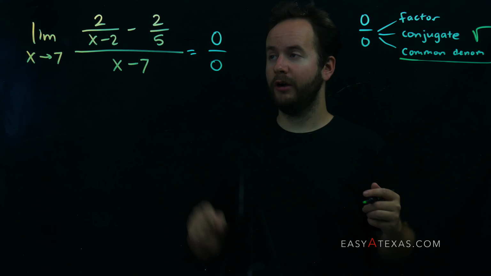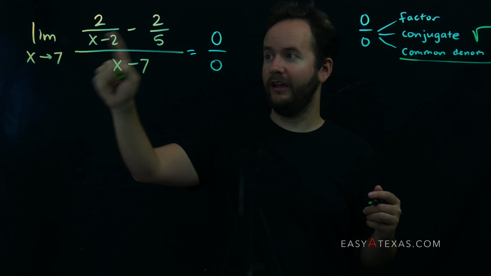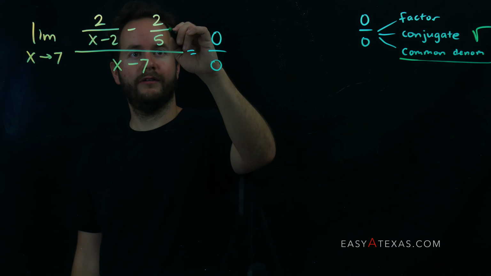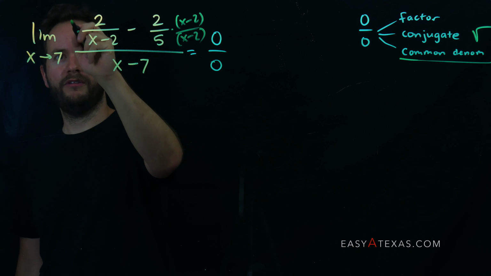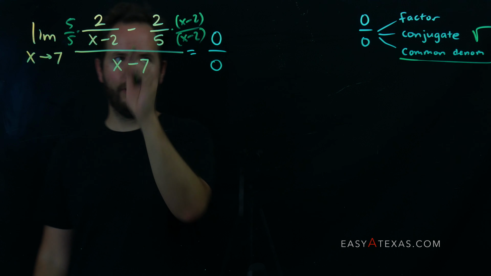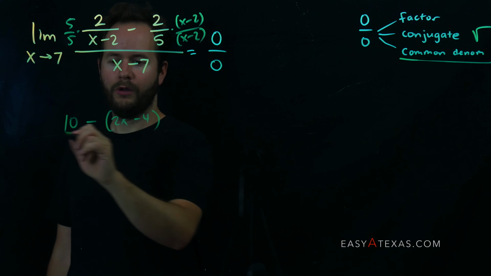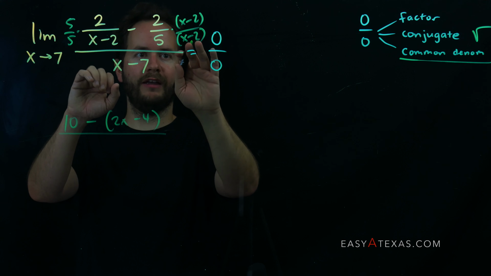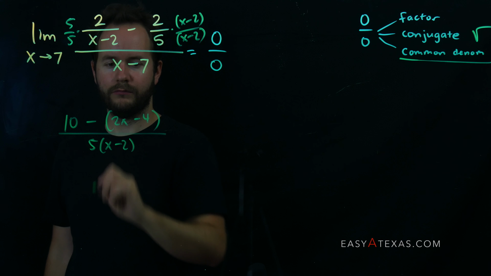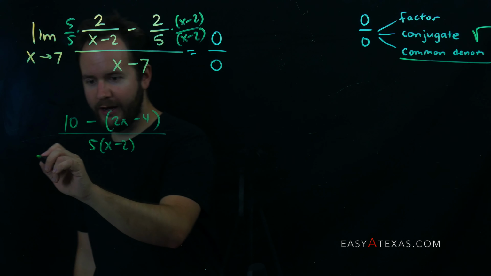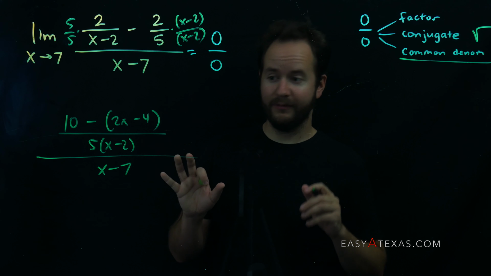So I'm going to get a common denominator up in the numerator. This fraction needs the 5 that this fraction has, and this fraction needs the x minus 2 that this fraction has. So I'm going to say times x minus 2 over x minus 2. And I'm going to do the same thing here, and say 5 over 5. When I multiply these out, I get 10 minus 2x minus 4, all divided by the new denominator of x minus 2 times 5, so 5 times x minus 2. Don't forget, this is all still divided by x minus 7.